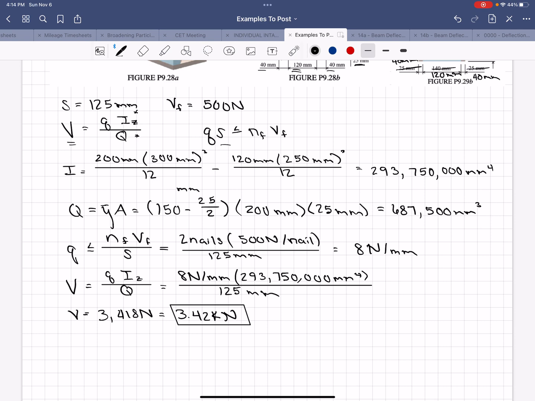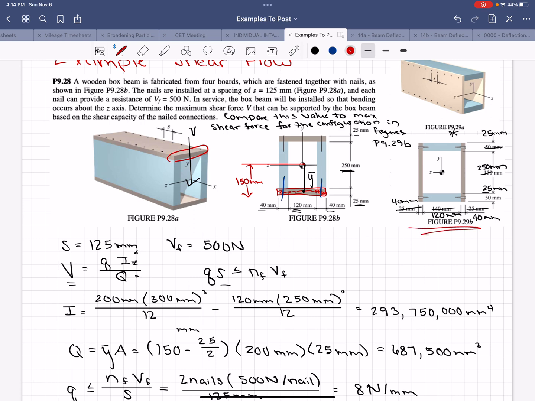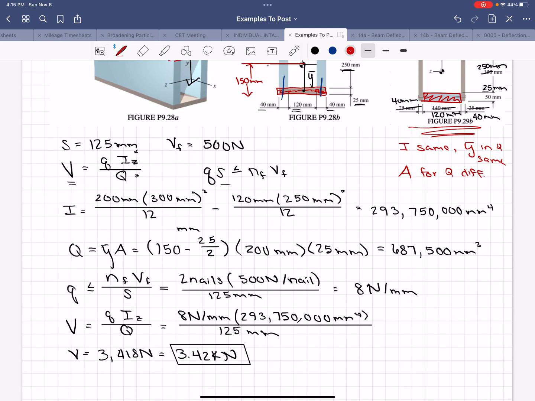All right, so now we are going to compare that to this configuration. In this configuration, I is the same. All the givens are the same. Y bar in Q is the same, but the area for Q is different. So now we're going to be looking at this area. So we need a new first moment of the area, but our shear flow is the same. So the only thing that will change is our big Q and our allowable shear force.